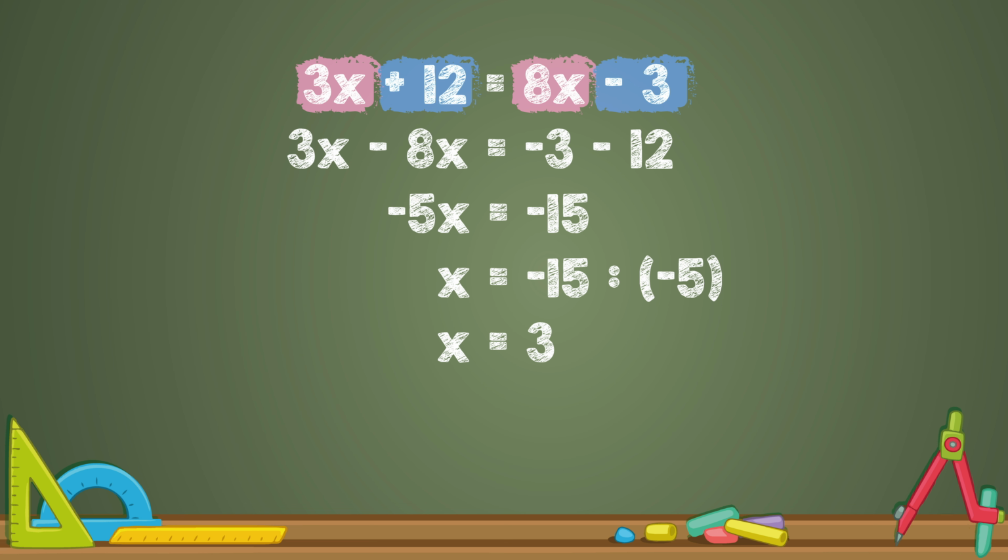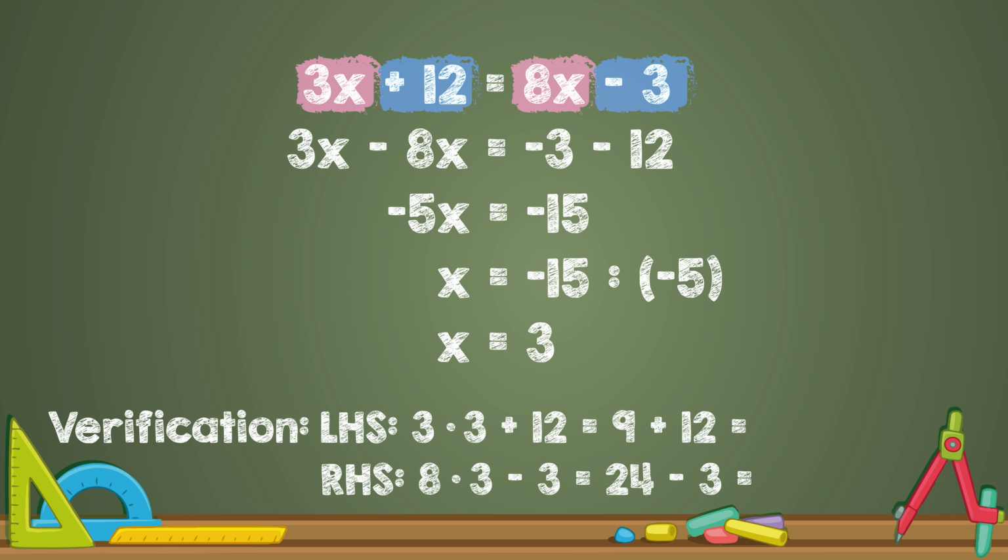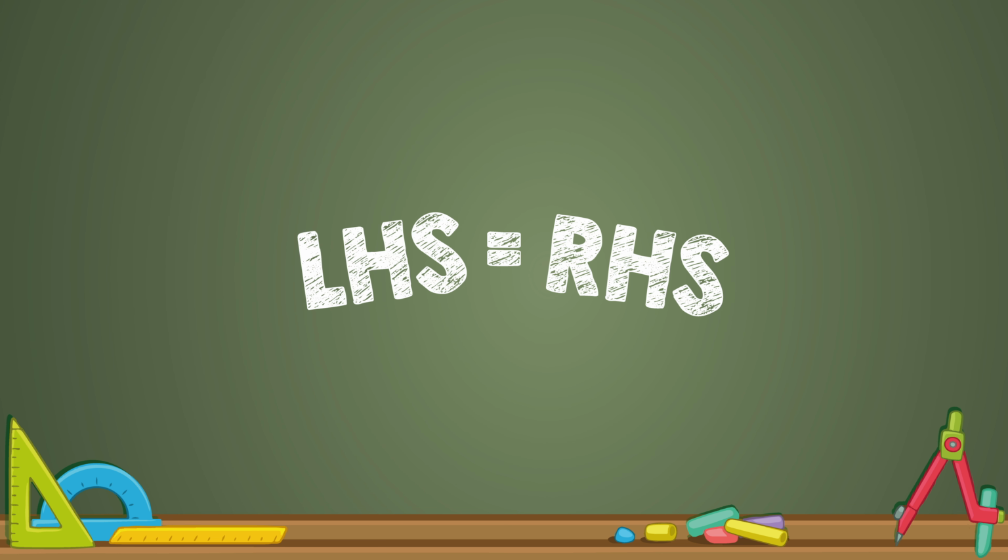Don't forget to check your exercise at the end. You write down the left and right-hand side separately and replace the x with your result. If we calculate this, both sides come out at 21. If you have a different answer for your left-hand side than for your right-hand side at your checkup, you probably made a mistake.